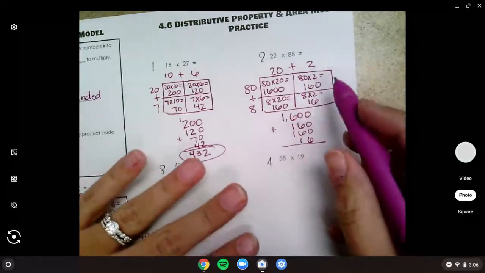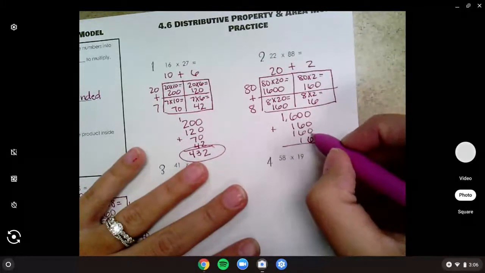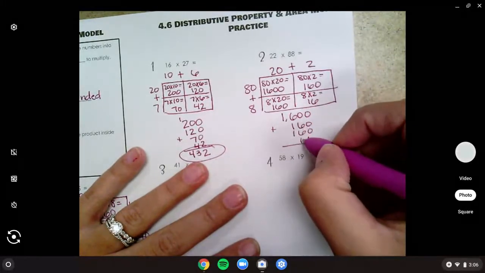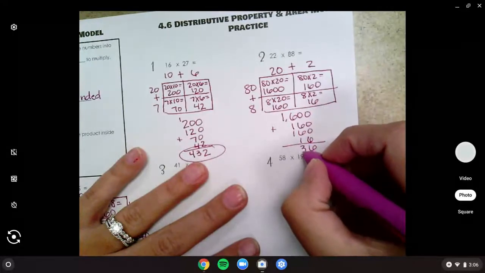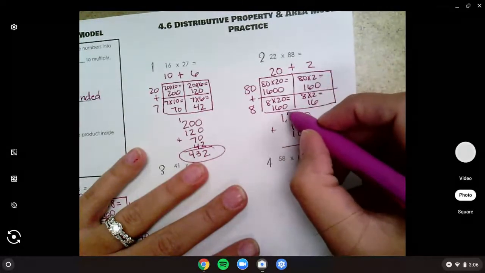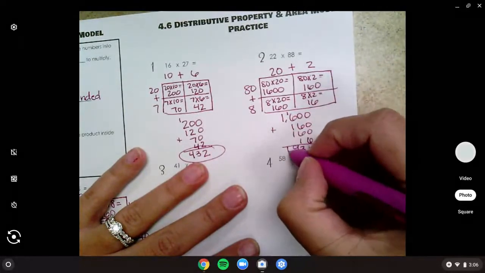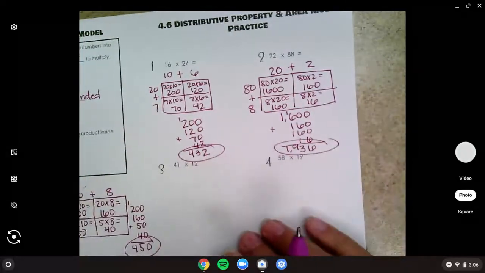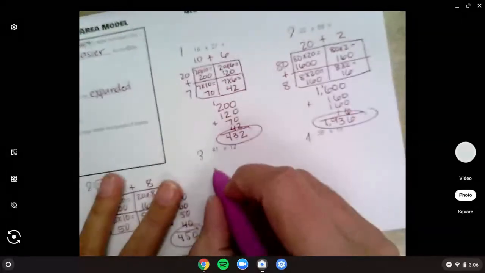All right, add them up. 0, 0, 0, 6. 6, 6, and 1. Well, 6 and 6 is 12, and 1 more will be 13. 6, 7, 8, 9, and 1,000. 1,936. 2 more.